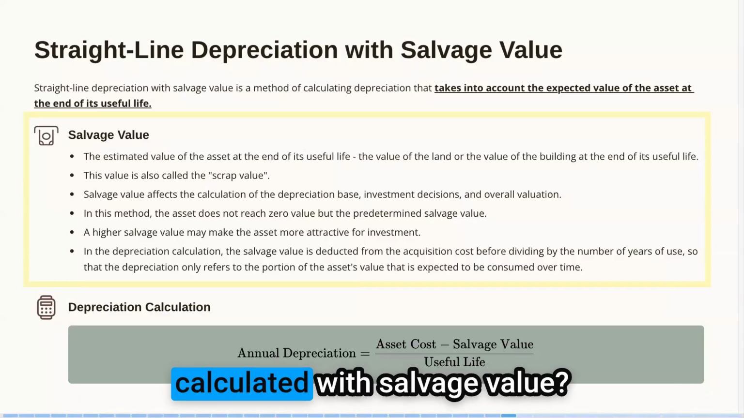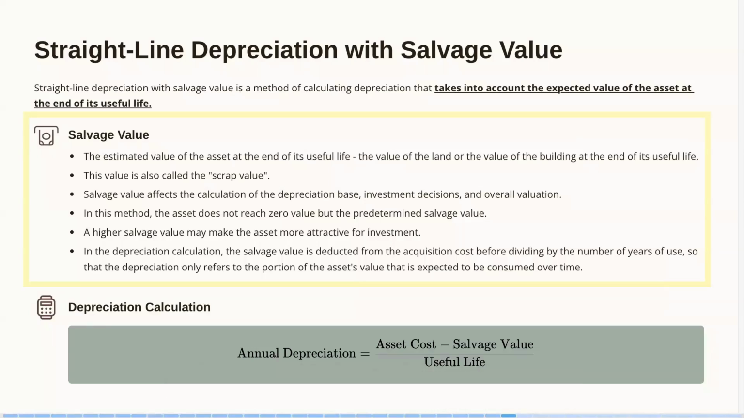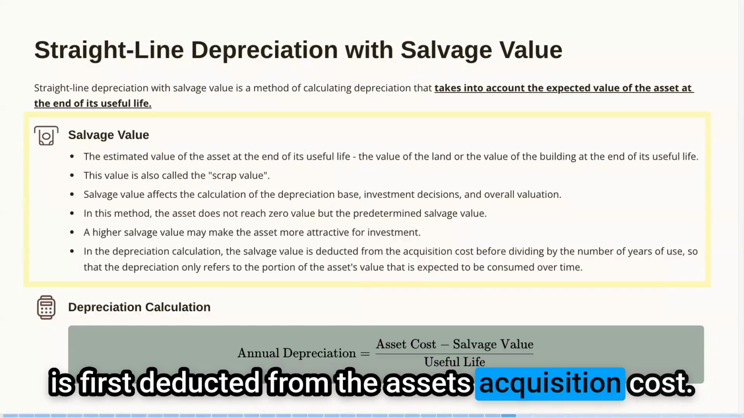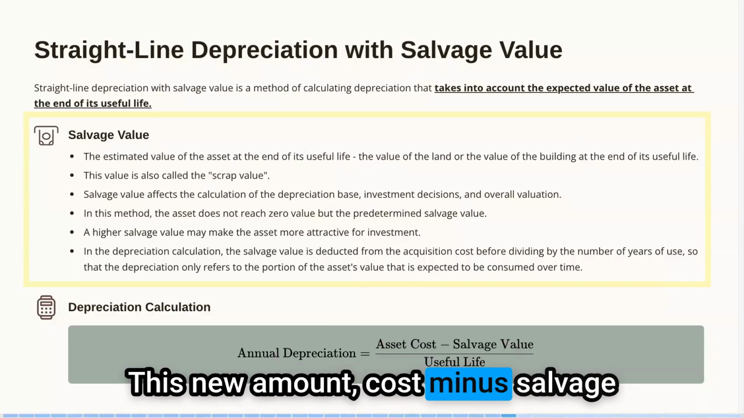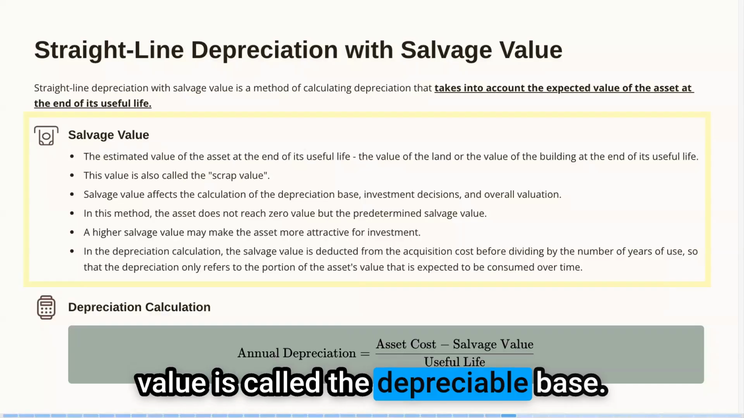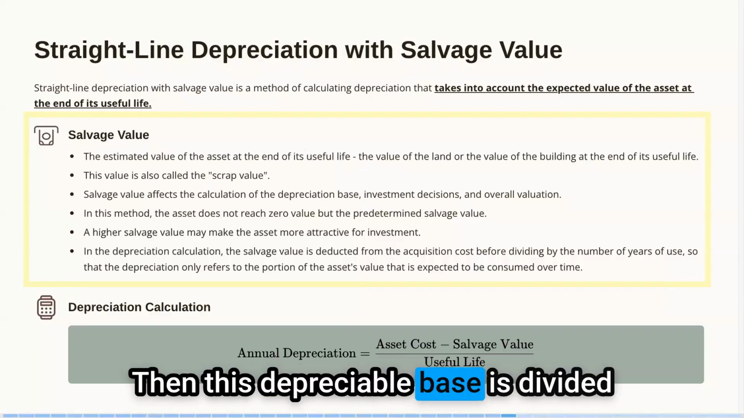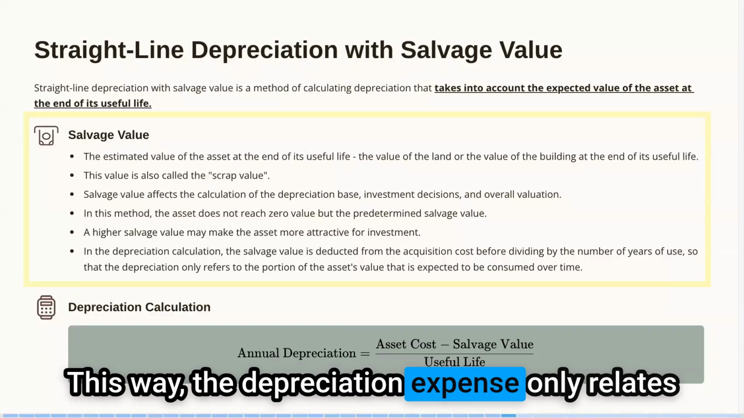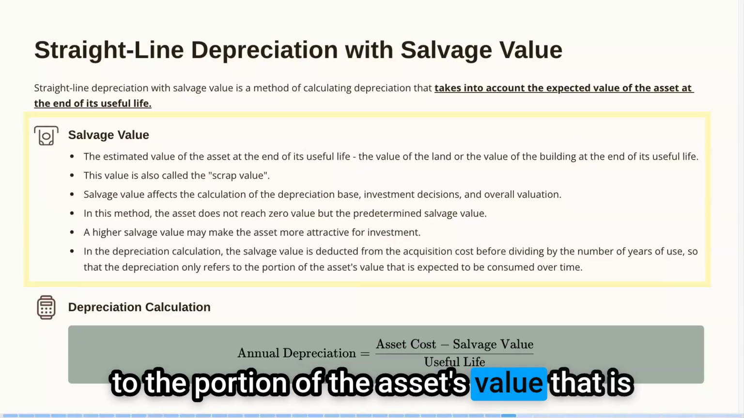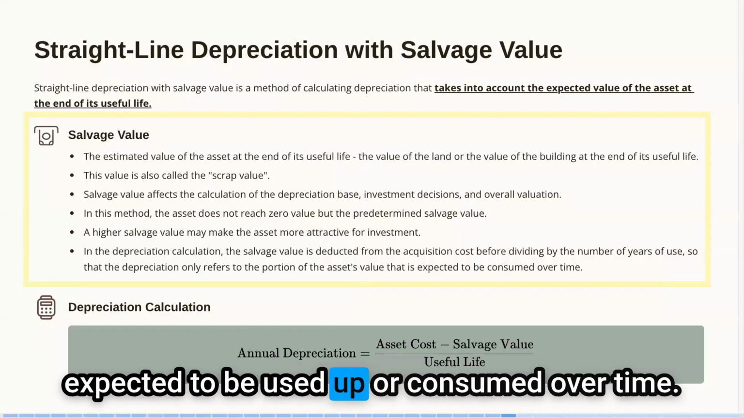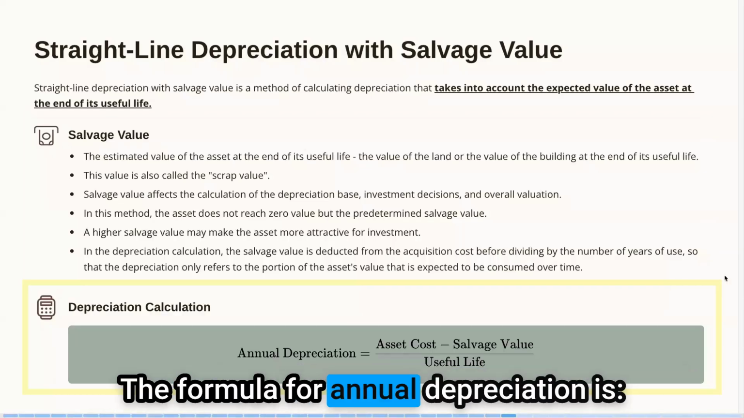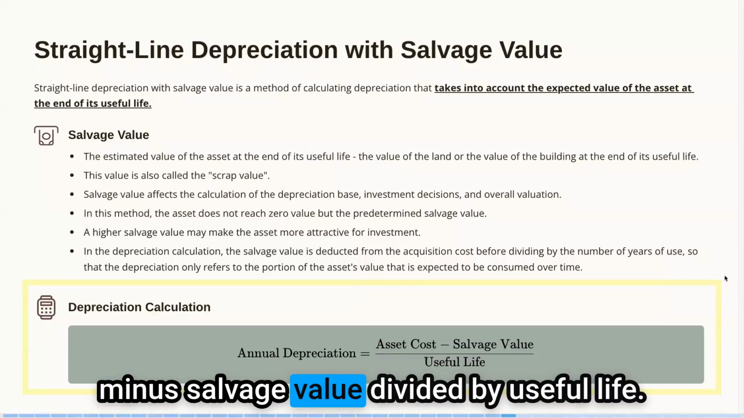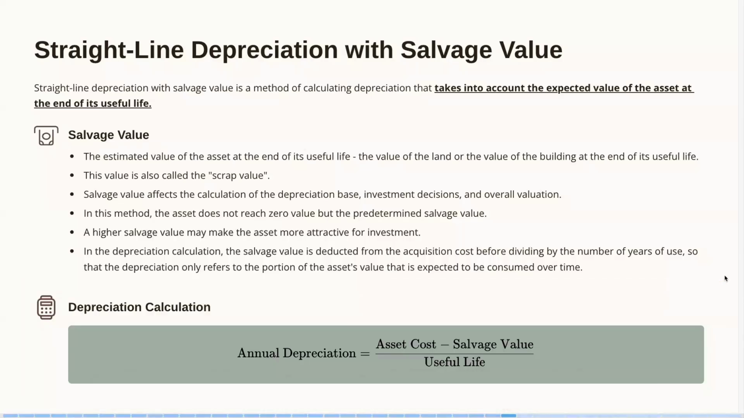How is depreciation calculated with salvage value? In the depreciation calculation, the salvage value is first deducted from the asset's acquisition cost. This new amount, cost minus salvage value, is called the depreciable base. Then, this depreciable base is divided by the number of years of useful life. This way, the depreciation expense only relates to the portion of the asset's value that is expected to be used up or consumed over time. The formula for annual depreciation is annual depreciation equals asset cost minus salvage value divided by useful life.